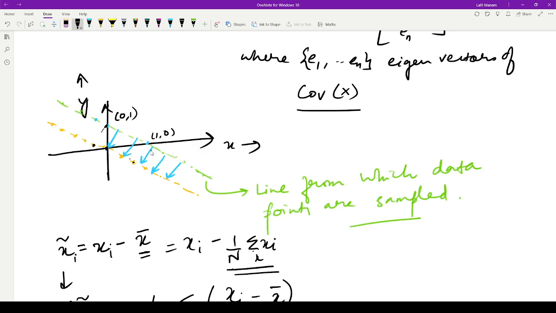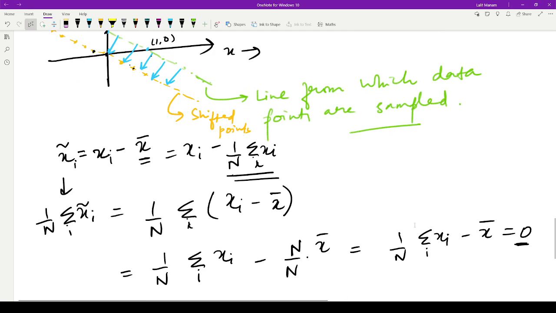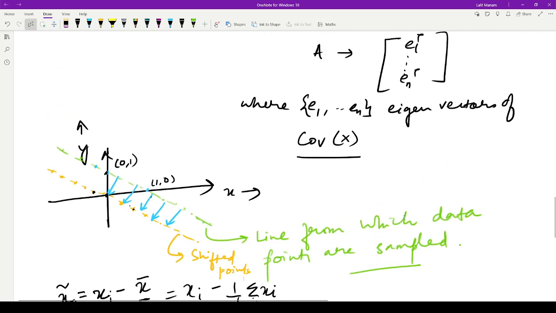I'm not saying this is shifting parallelly. It can shift like this as well. No problem with shifting like this. But whatever the line is, the line will now pass through the origin. Given that the line will now pass through the origin, these are the shifted points. The shifted points will look like this. The points are shifted because we set the mean to zero. This is what it does to a set of points on a line.